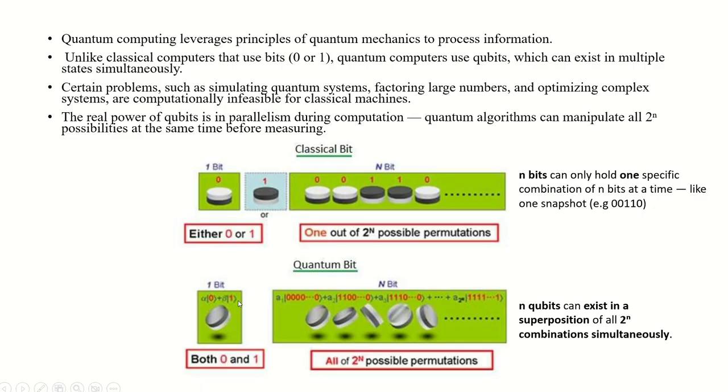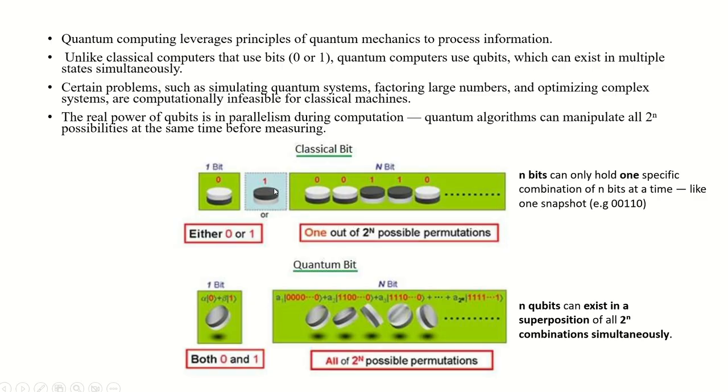But if we take quantum bits, then there are 2^n possible permutations, but each bit can store both 0 and 1 at the same time. That means all of those 2^n possible permutations can be stored simultaneously in n bits at the same time. So n qubits can exist in a superposition of all 2^n combinations simultaneously. For example, if we take 3 qubits, then each of these 3 qubits will store both 0 and 1. That means all possible 2^3, that is 8 possible permutations, starting from 000 to 111, can be stored at the same time.